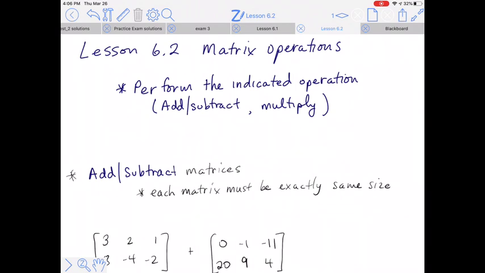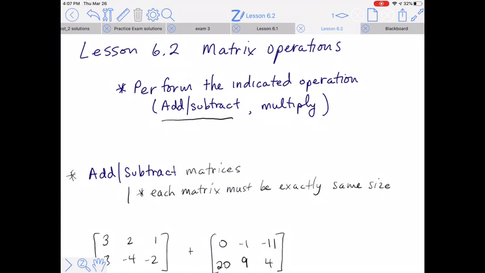Matrix algebra is what it's called in the textbook, but I'm just going to call it matrix operations. That's pretty much all we're doing in lesson 6.2: adding or subtracting two matrices and multiplying matrices, which is just matrix operations. So we'll start with add or subtract two matrices. Very, very easy to do.